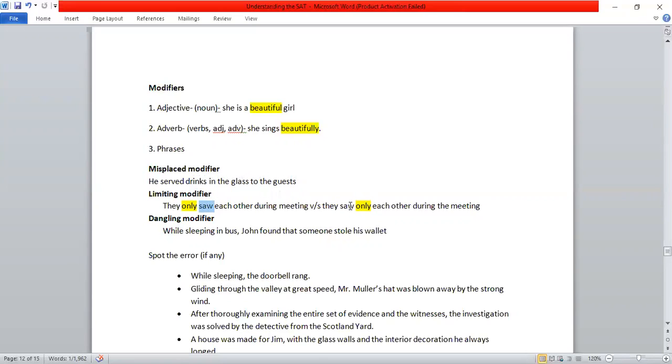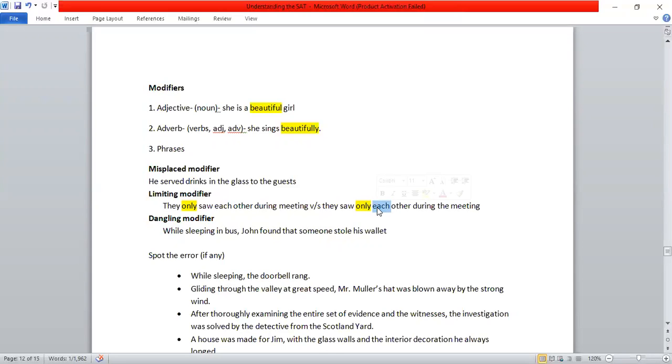Versus, they saw only each other. So they saw others also, probably. They met with each other, they greeted each other, everything. But I don't have information about it. I know that they saw only each other. So they did not care about other people.